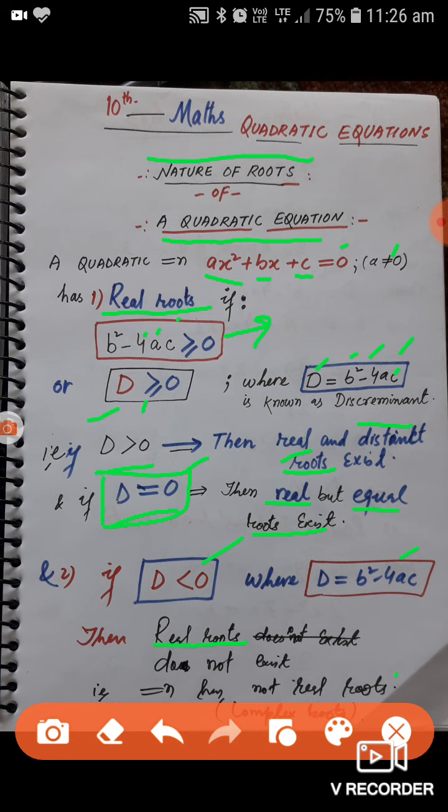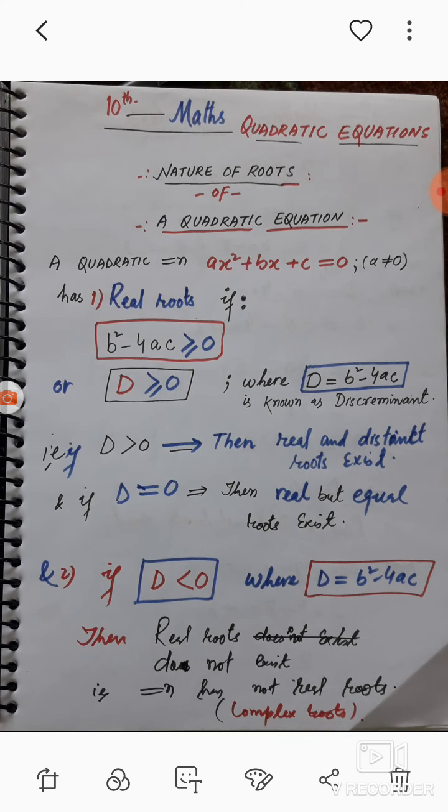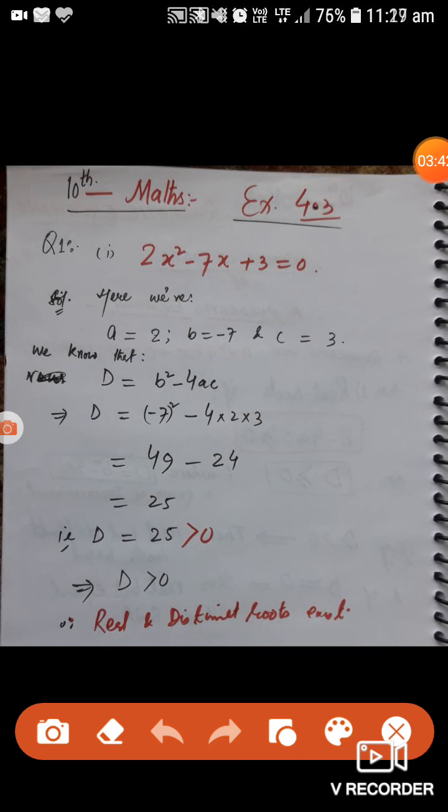Now we will come to solve exercise number 4.3, where we have question number 1. Question number 1 says find the roots of the quadratic equation if they exist by the method of completing the square. So we have to first check whether the real roots exist or not. If real roots exist, then we have to find the roots by the method of completing the square we have learned earlier.